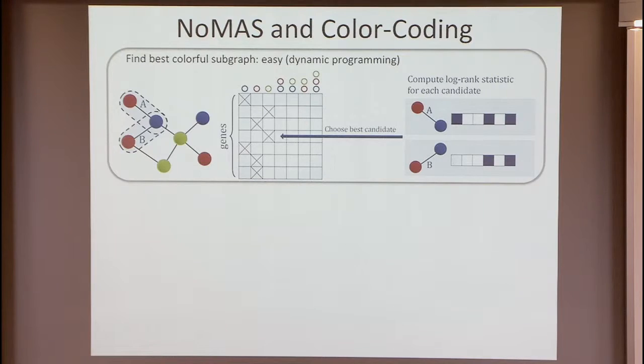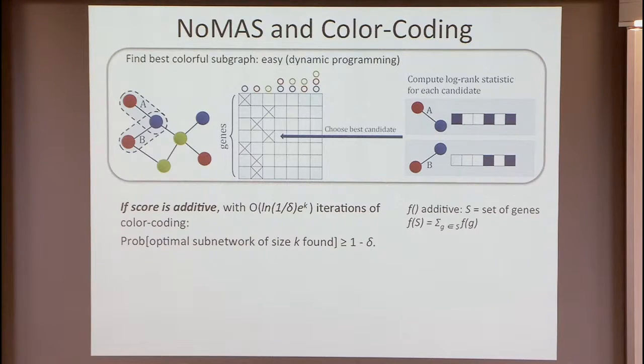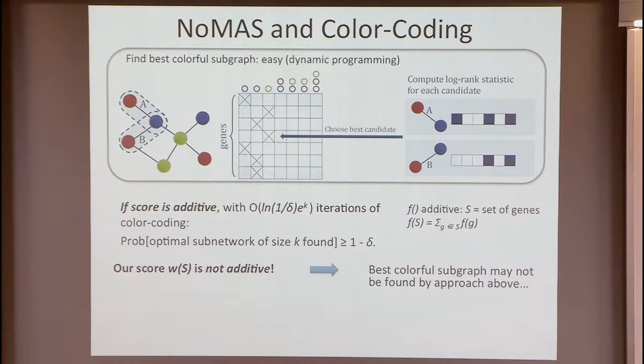Okay, so one can use this approach or a variation of it for our problem, in which the score that we are optimizing is the log rank statistic. But if one looks carefully, the color coding approach works when the score is additive, so when the score for a set of genes is the sum of the scores of the single genes. And the main point is that for the log rank statistic, the score is not additive. So it may be that even if the optimal solution is colorful in our graph, we may not be able to identify it with this approach in the worst case.